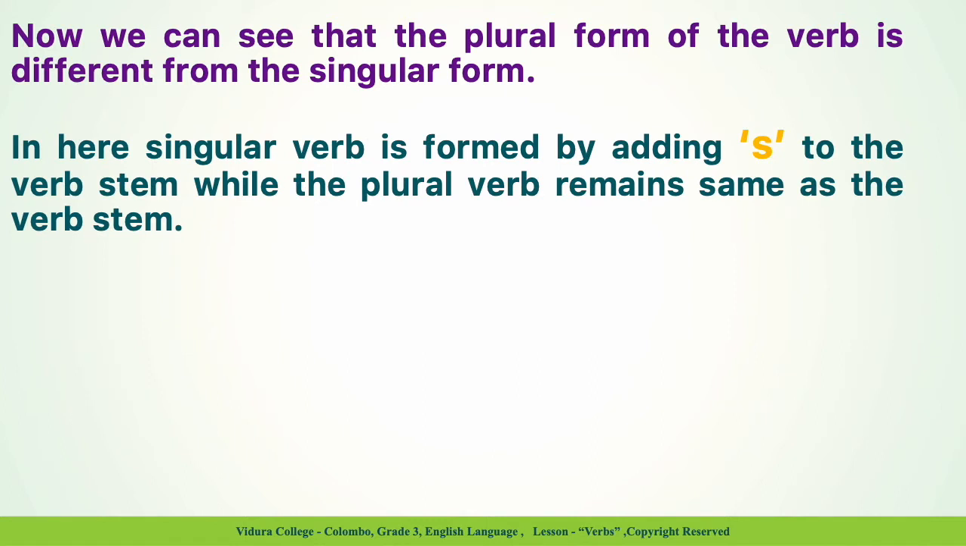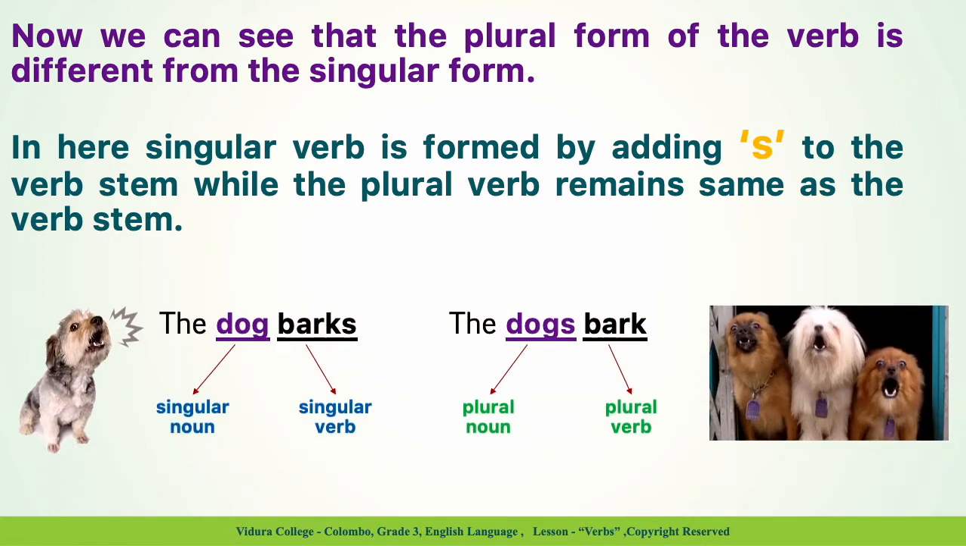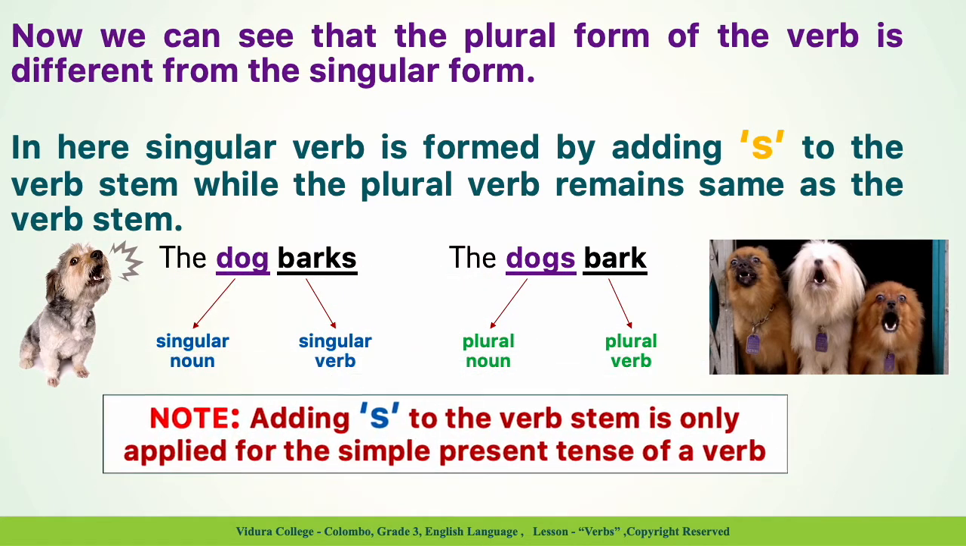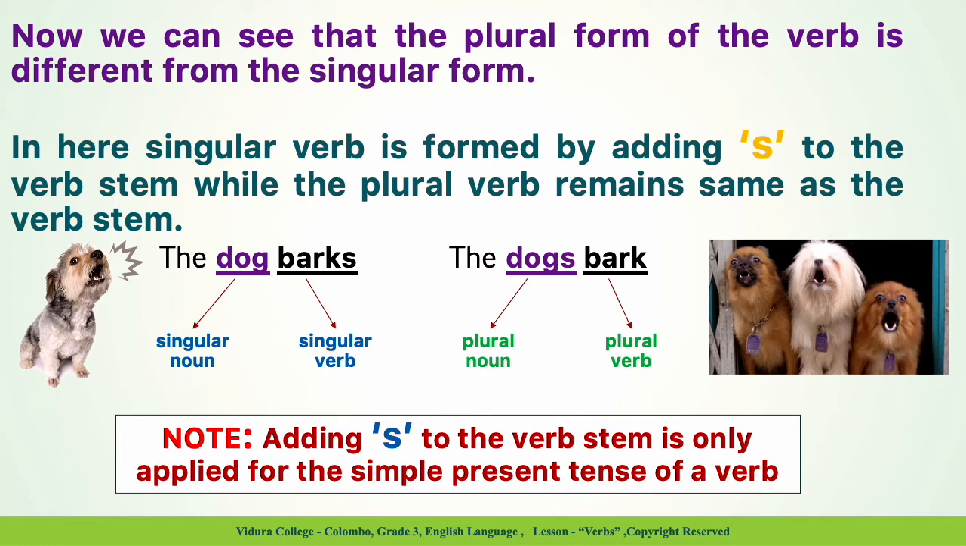You can form the singular verb by adding s at the end of the verb stem while the plural verb remains same as the verb stem. If we take the same example which we used in the previous slide, there you can see how we have used a singular verb by adding s to the verb stem with a singular noun. And also you can see how we have used a plural verb without changing the verb stem with a plural noun. Remember, my dear children, this method only applies for simple present tense of a verb.